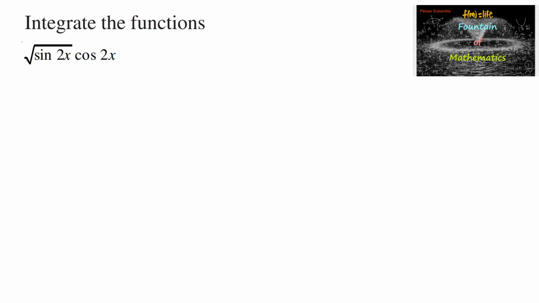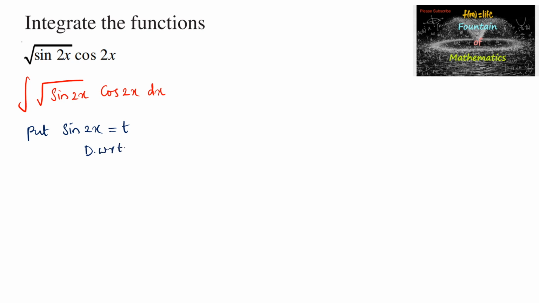Integrate the function root of sin 2x into cos 2x. So we can write integral root of sin 2x into cos 2x dx. And we know the differentiation of sin x is cos x. So here let us put sin 2x is equal to t. On differentiating with respect to x on both the sides, differentiation of sin 2x is cos 2x, and again by chain rule, 2x differentiation is 2, so 2 cos 2x dx is equal to dt, or we can write cos 2x dx is equal to 1 upon 2 dt.